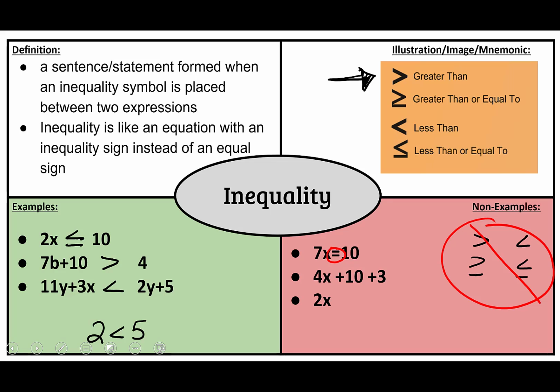You also might just get general expressions, 4x plus 10 plus 3. We don't have any of these signs. We don't have any inequality signs, so we do not have an inequality there. You might just see a monomial, 2x, something that stands by itself. Again, there's no inequality sign, so those are not inequalities.